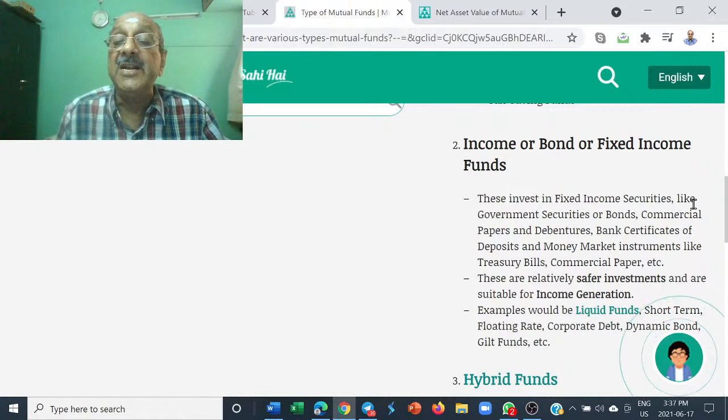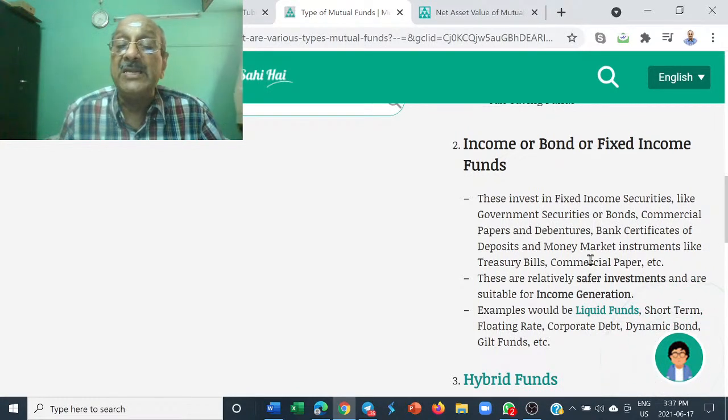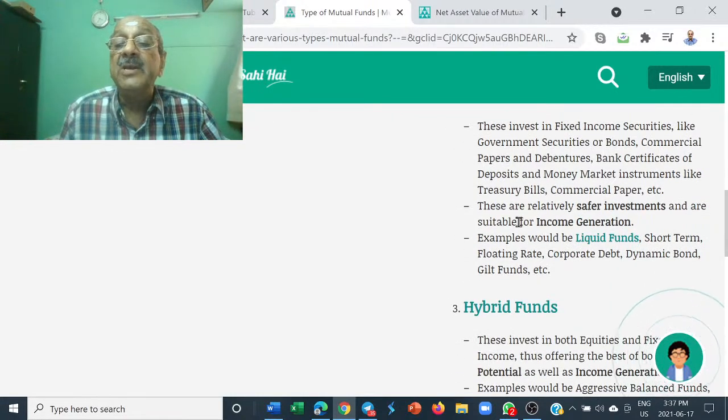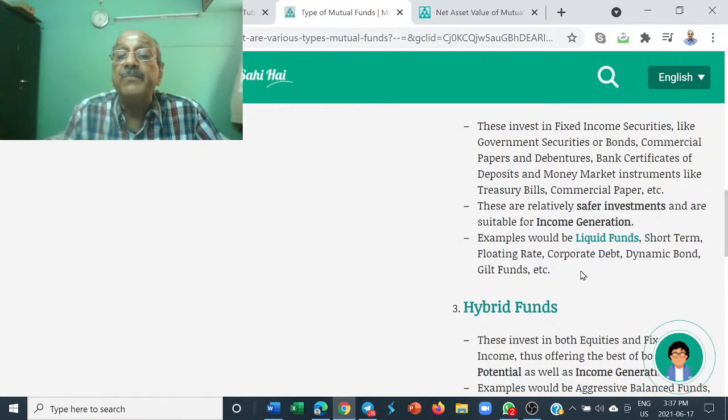These invest in fixed income securities like government securities or bonds, commercial papers and debentures, bank certificates of deposit and money market instruments like treasury bills, commercial paper, etc. These are relatively safer investments and are suitable for income generation. Examples would be liquid funds, short-term, floating rate, corporate debt, dynamic bond, gilt funds.